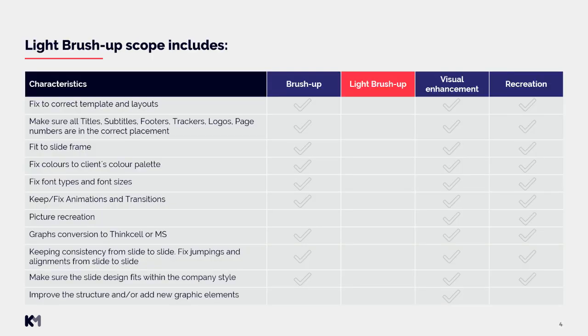In this table, we will take a look at what light brush-up scope includes. First of all, we would fix the slide to correct template and layouts. Then we would make sure that all titles, subtitles, footers, trackers, logos, page numbers are in the correct placement. We would fit all the content to slide frame. We would fix colors to client's color palette. And lastly, we would fix font types and font sizes. Based on this table, you can see that light brush-up scope does not contain as many points as brush-up.